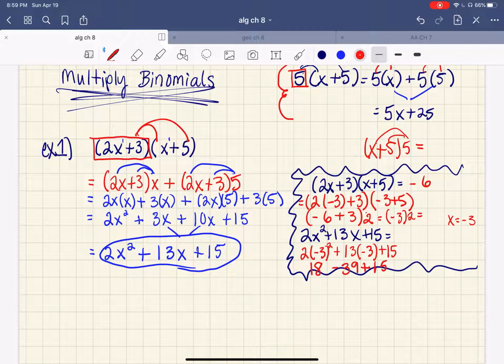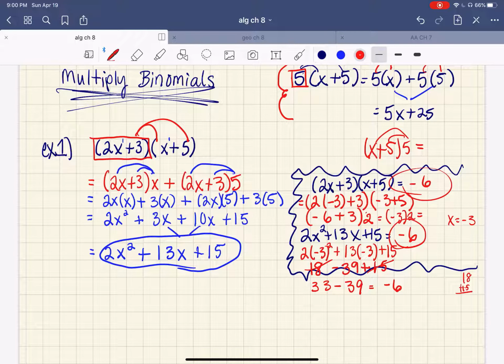What's 18 plus 15? I think it's 33. Yeah, 33. So then I have 33 minus 39, which also gives me -6. Wow! They are the same thing. You probably believed me, but I wanted to do that anyway.